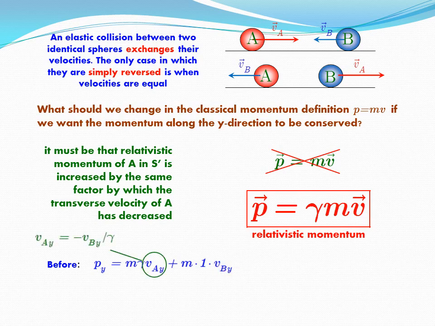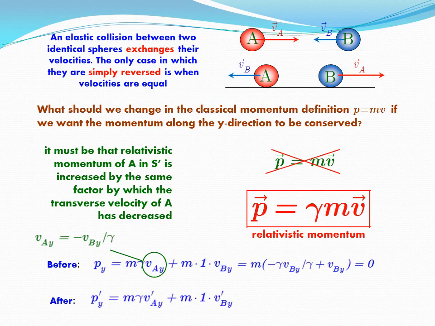If we remember that Vay is slower by a factor of gamma with respect to Vby, as we have seen due to the time dilation effect, and we replace this value here, we get two gamma factors which cancel off, and the final result is 0. Therefore we have Py equals 0 before the collision.